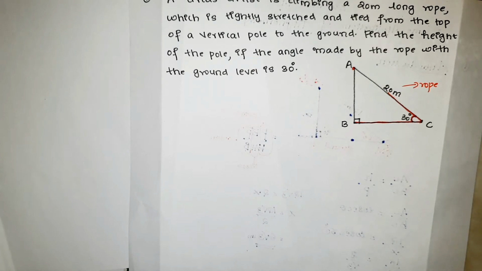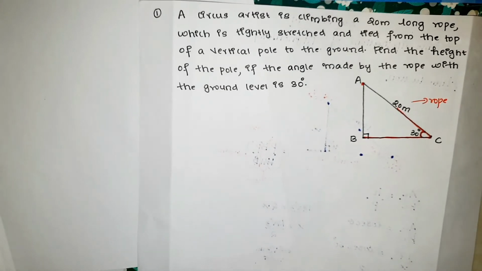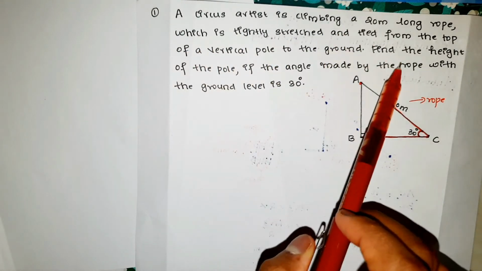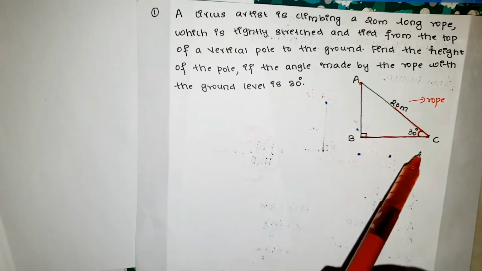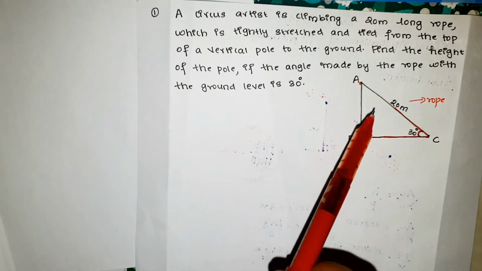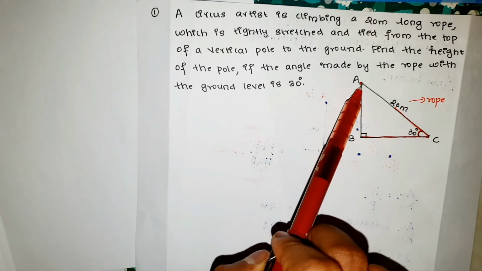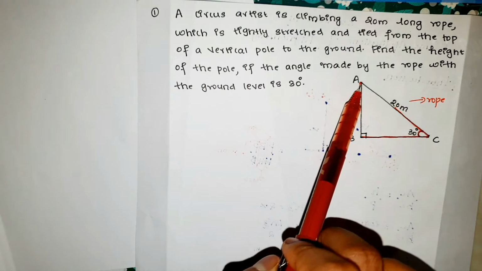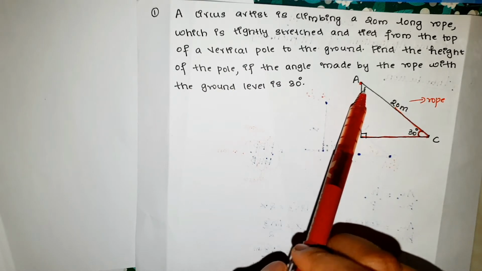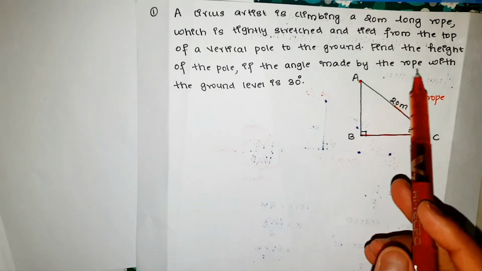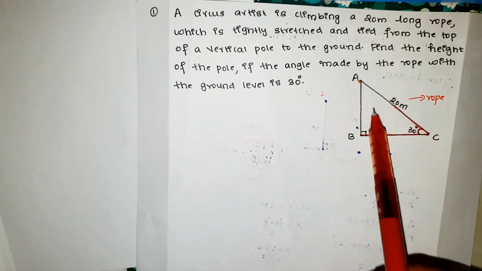In some questions we won't get the figure, so we have to draw the figure by ourselves. In this question, the circus artist is climbing this 20-meter rope which is stretched and tied from the top. This is our vertical pole. It is tied from the top of a vertical pole to the ground. Next, we have to find the height of the pole.